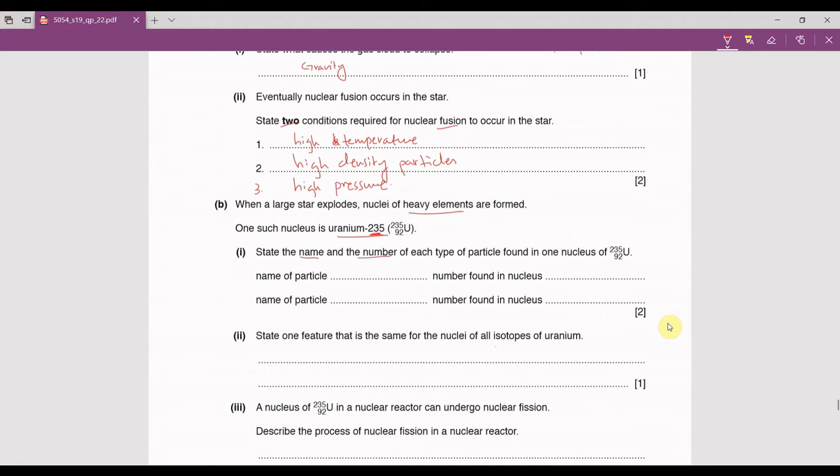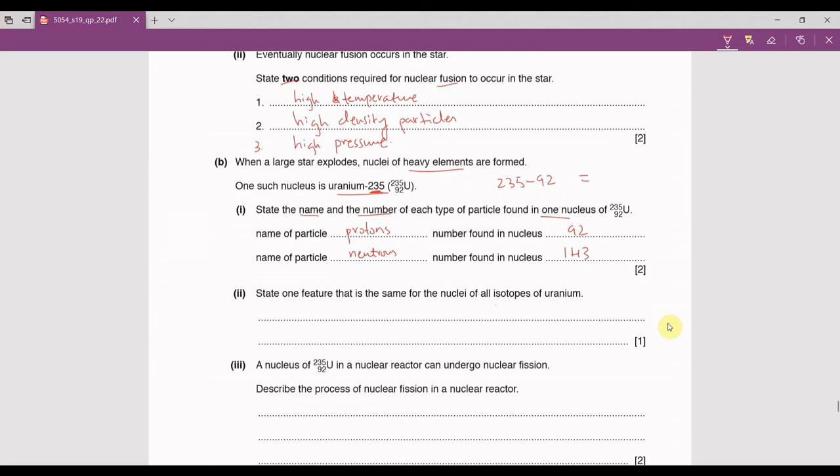State the name and the number of each type of particle found in one nucleus of uranium-235. So we can see this is the proton number. So the name of the particle can be proton. Inside the nucleus you only have protons and neutrons. This is very clear, so that will give you 1 mark for the names. Now how many protons are there? The proton number is 92, and the number of neutrons can always be found by subtracting the protons from the mass number. 235 minus 92 will give you 143. So there are 143 neutrons.